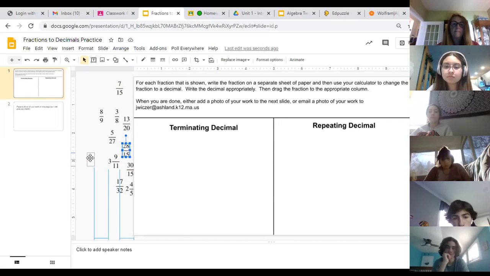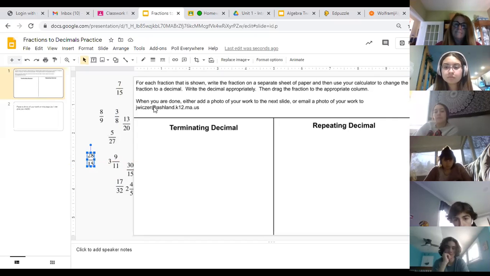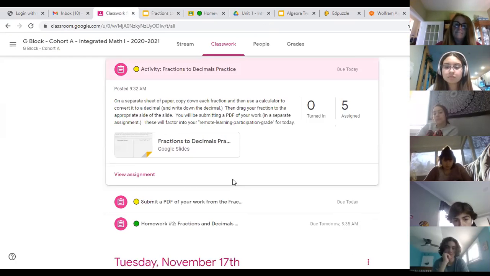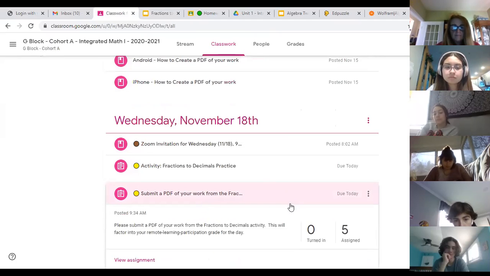I'm going to need to see your work on this. By work, I don't mean a whole lot of work, just the decimals that you're getting. You're going to do that on a separate sheet of paper. And then in Google Classroom, after you do that activity, there's a different space that says submit a PDF of your work from the activity. That's where you'll submit that PDF of your work. Do you follow what I'm saying here?